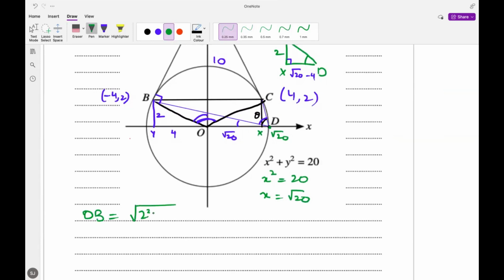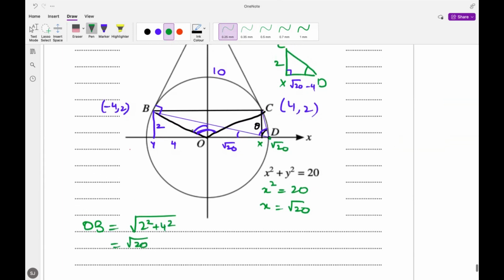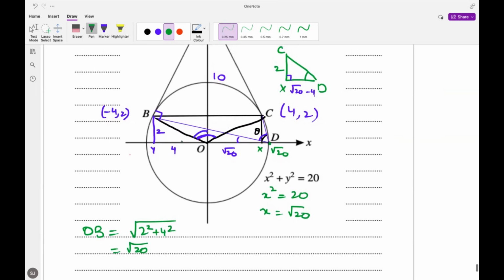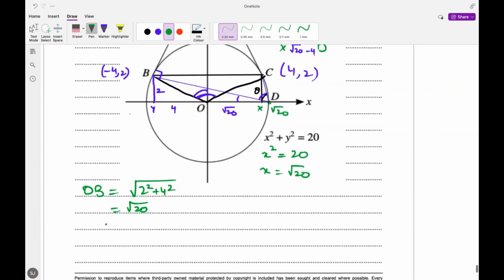square root of 2 square plus 4 square. So that will be equal to square root of 20. Now finding this angle, the adjacent length to this angle BOA will be square root of 20. So we can say that cos of BOA will be equal to square root of 20 divided by 10. Now finding cos inverse of square root of 20 divided by 10, that is equal to 63.43.